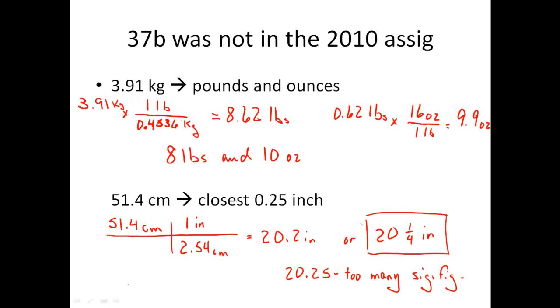37B was not in your assignment, but we're going to take a quick look at it here in case you decide you want to. It involves converting from the metric to the English system, which we really won't do very much in the class, but it's just another way of taking a look at how many sig figs you should use.